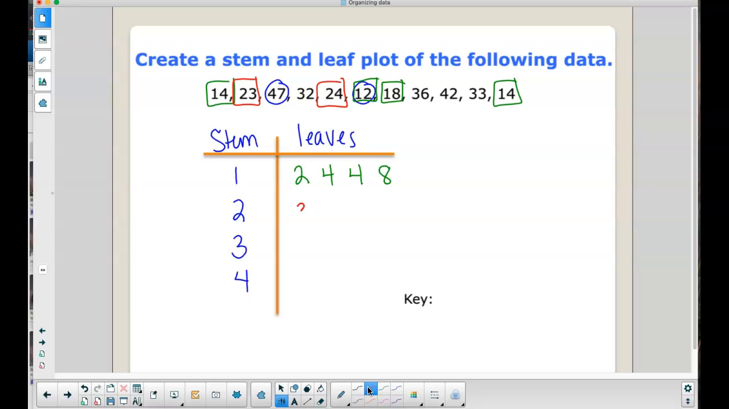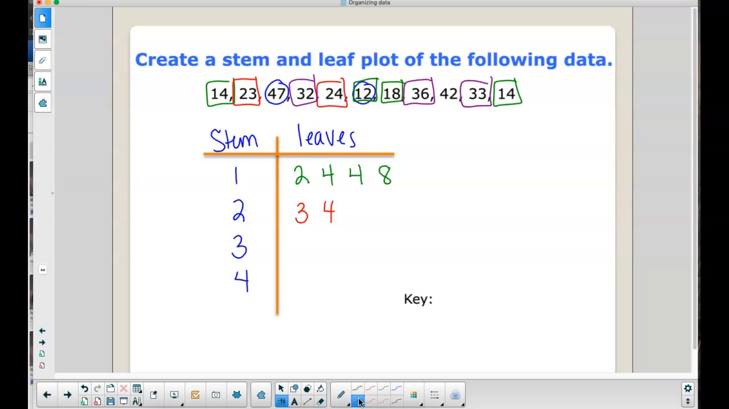3 and 4. Okay, and they should line up with the leaves above them. Everything should be nice and neat and organized and lined up. Okay, then we're going to go to the 30s. We have a 32, a 36, and a 33.